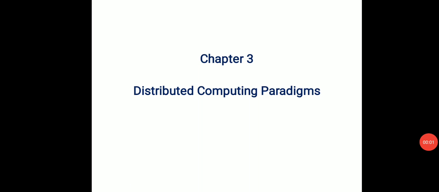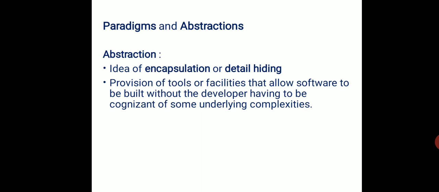Hello everyone, welcome. This is your third chapter, Distributed Computing Paradigms. Paradigms and abstractions. Abstraction is an idea of encapsulation or detail hiding. It is a provision of tools or facilities that allow software to be built without the developer having to be cognizant of some underlying complexities. So here the developer will not have to deal with the underlying complexities, so it will make the programming easier.